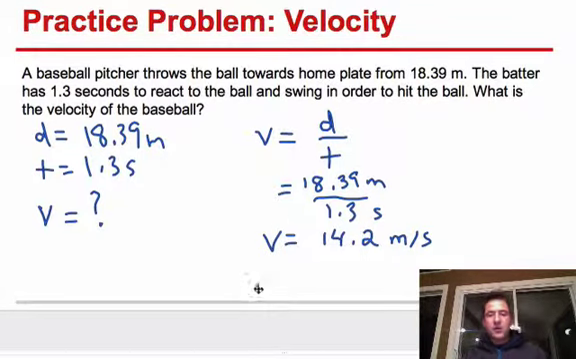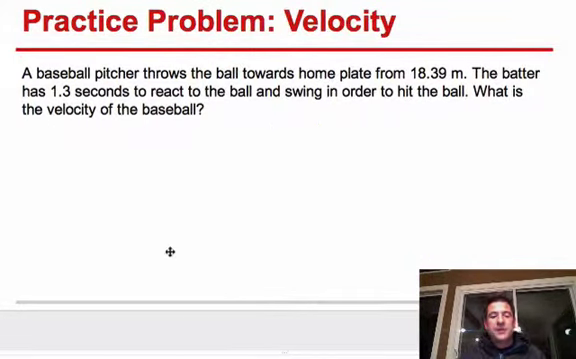Okay, so this is how we solved for it. I could write a word equation at the end if I want. Hopefully your answer matched up. 14.2 meters per second is the velocity of that baseball. Okay, so hopefully this has helped. That is velocity. We've defined it. We've learned how to calculate it. We've learned a lot.